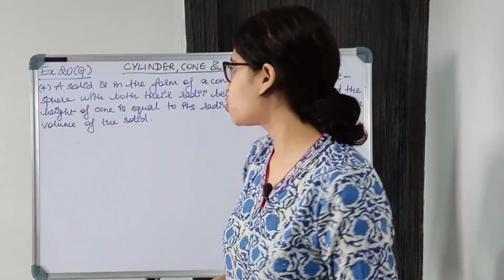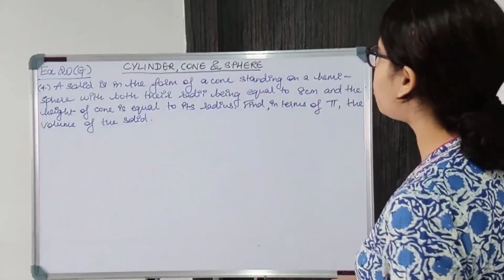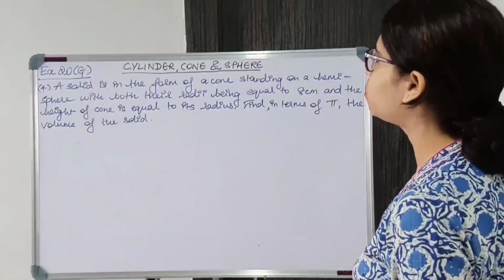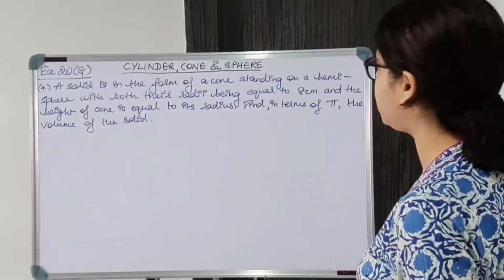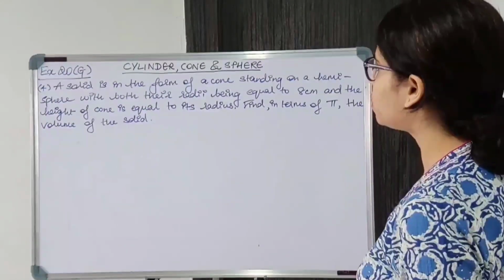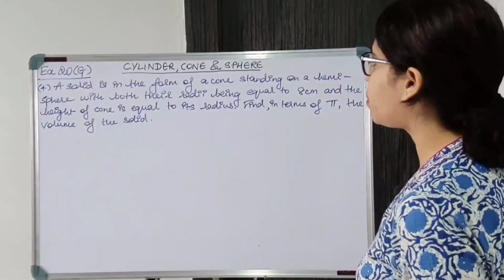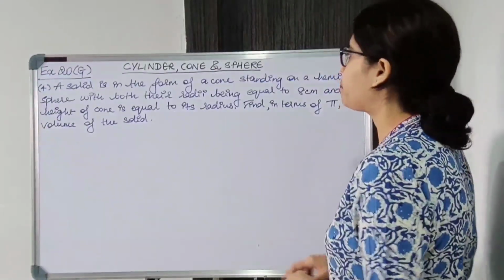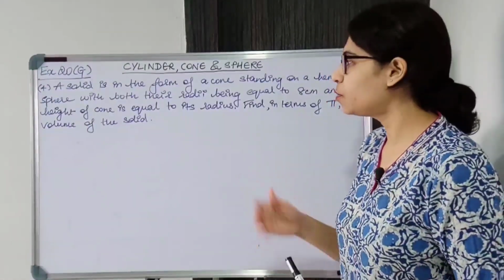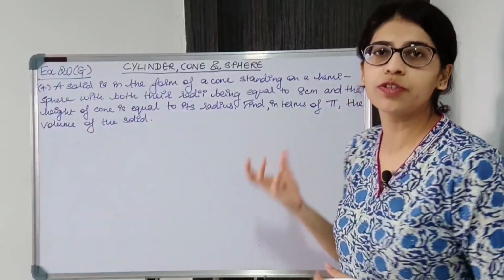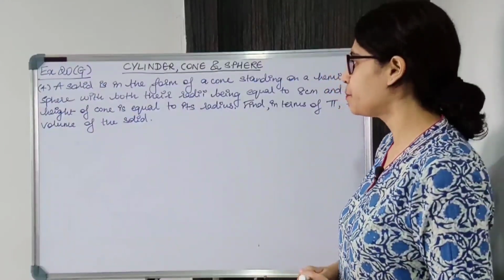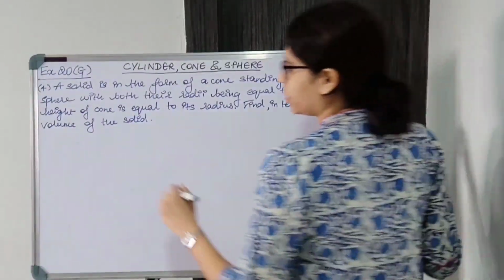So starting with question number 4, a solid is in the form of a cone standing on a hemisphere with both their radii being equal to 8 centimeters and the height of cone is equal to its radius. Find in terms of pi the volume of the solid. It's very easy, okay. Volume find करना है solid का. There is a cone which is placed over a hemisphere. Okay. So let us draw the diagram.